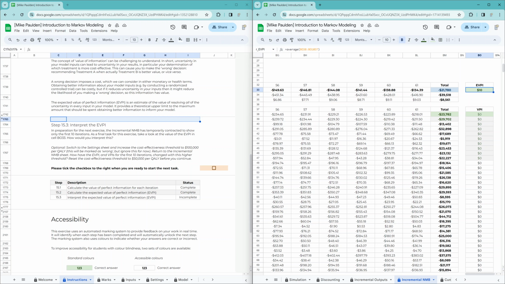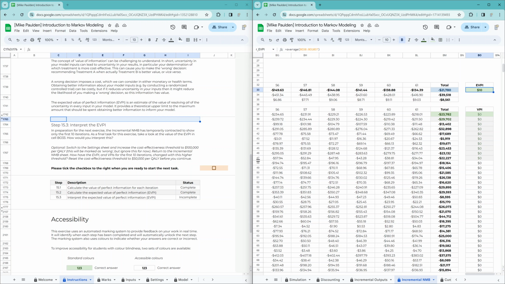So it's probably not worth conducting any further research to inform this particular decision. Of course, trials can have value in other settings, but for this particular decision, it probably isn't worth waiting to conduct further research to resolve the uncertainty in our model.